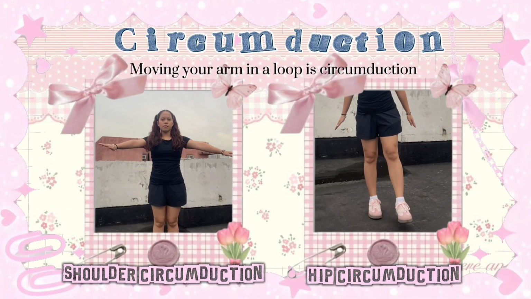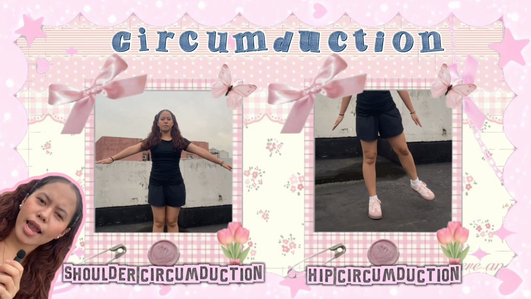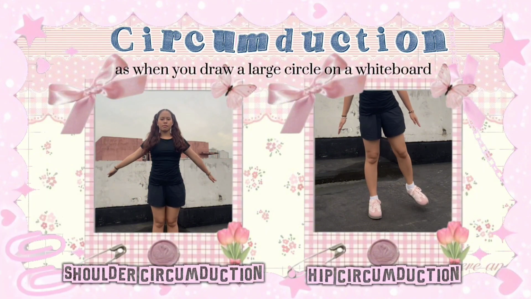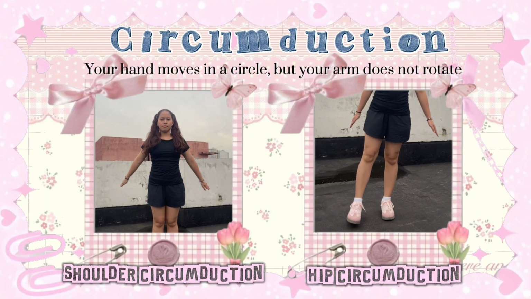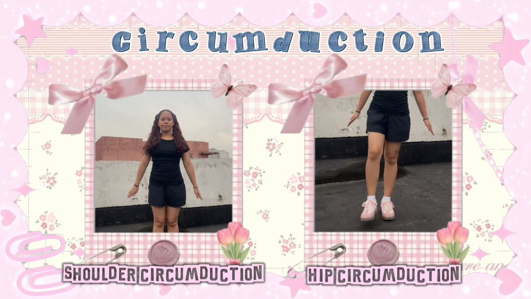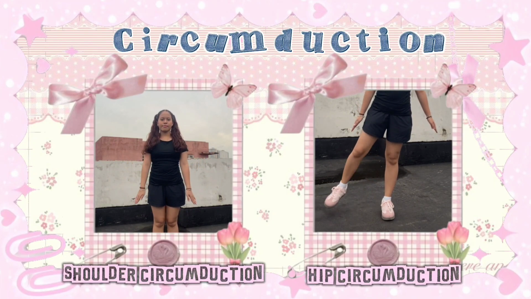Moving your arm in a loop is circumduction, like kung paano kanya pinaikot-ikot, as when you draw a large circle on a whiteboard. Your hand moves in a circle, but your arm does not rotate. Examples are shoulder circumduction and hip circumduction.